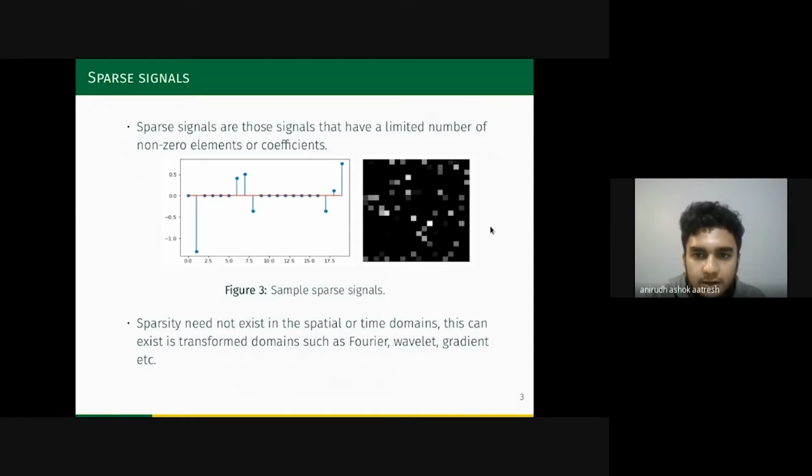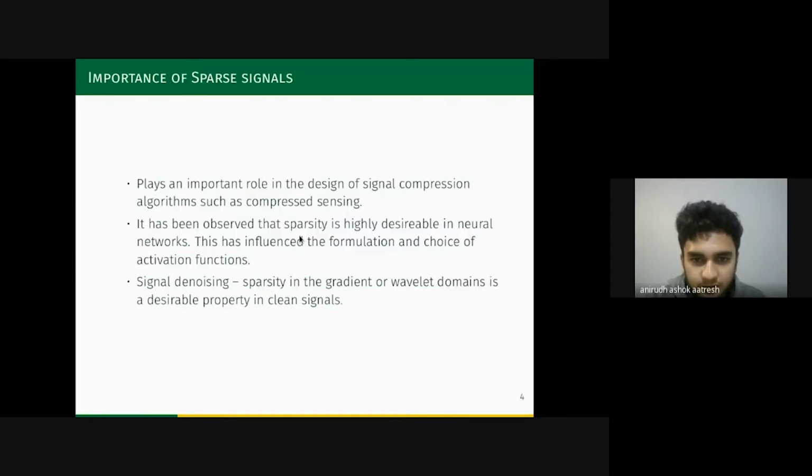An important thing that must be noted when dealing with sparse signals is that the sparsity need not exist only in the time domain or the spatial domain for 1D or 2D signals respectively. It can also exist in alternate domains such as Fourier, wavelet, or gradient domains, which we'll see later. Depending on the application of the sparsity, you'll be using it in different domains.